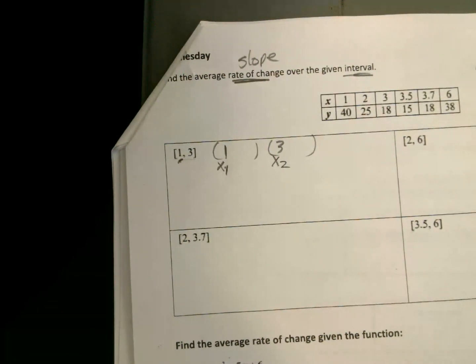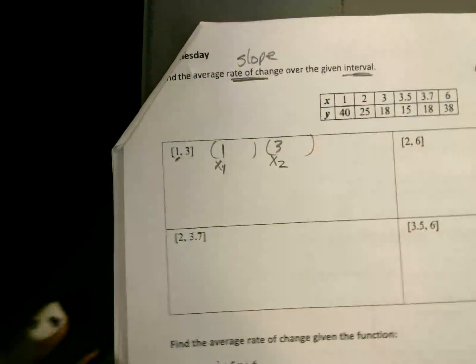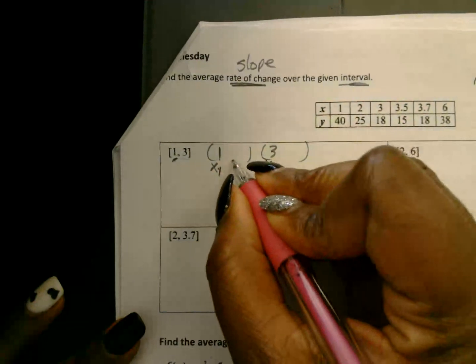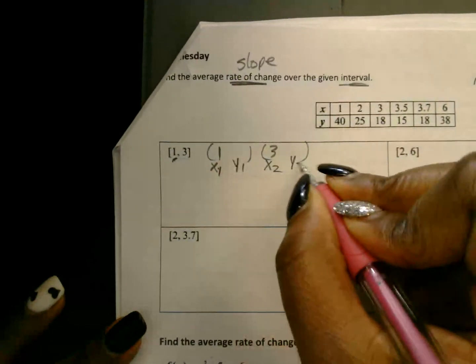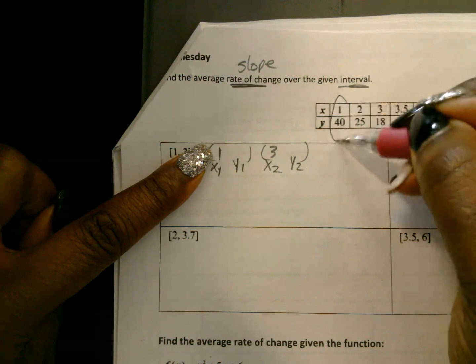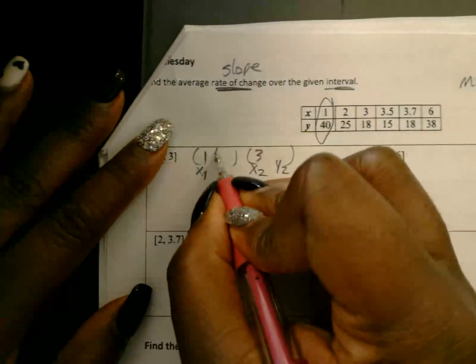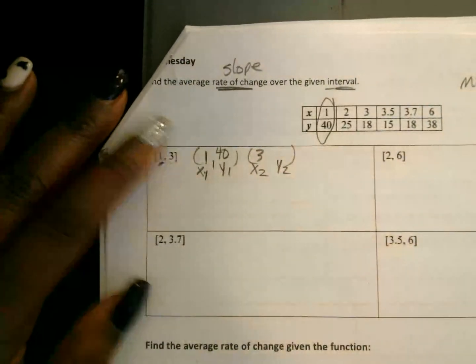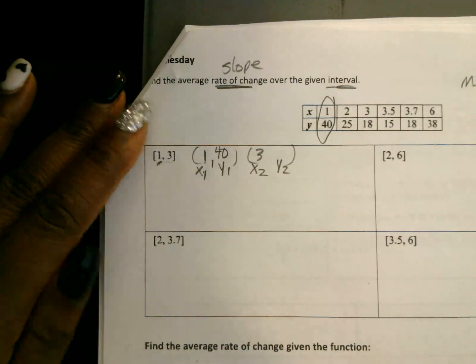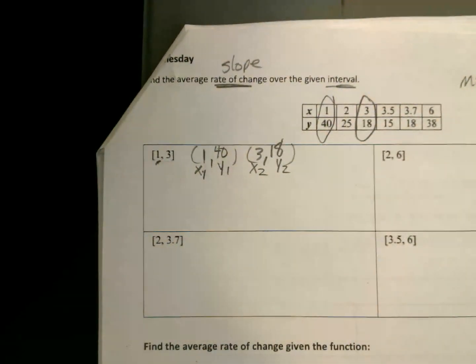You use the table to find the other x value, the other y value. Okay, so find where x is 1. X is 1 is right here. What's the y value when x is 1? 40. What's the y value when x is 3? 18. Any questions about how I found those two ordered pairs when given the interval?